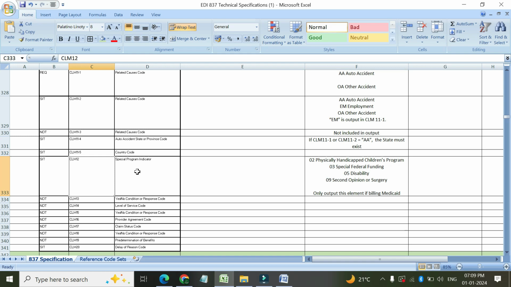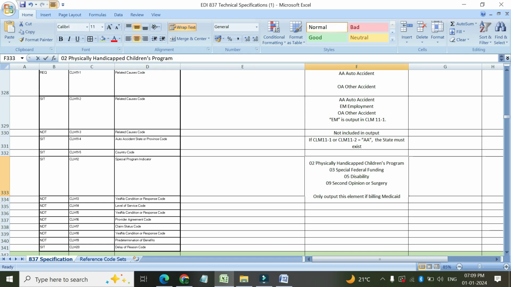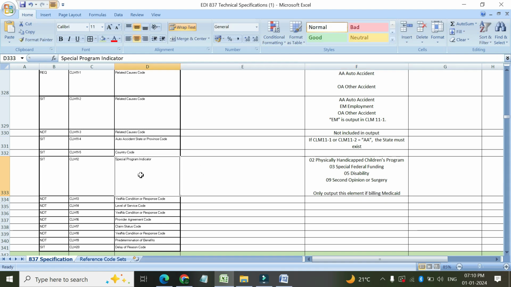CLM 12 is for some special program indicator. Medicaid has a lot of special programs under which it offers coverage. So these are the codes. 02 is for physically handicapped children's program. This is one of the programs. Special federal funding, 03 is for that. 05 is for disability. 09 is for the second opinion or surgery. As it says here, only output this element if billing Medicaid. So this is only required for Medicaid, the special program indicator.